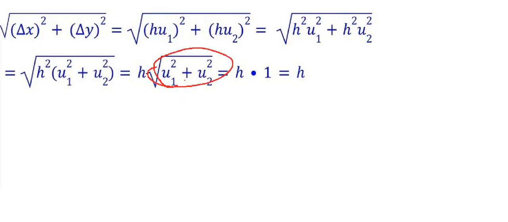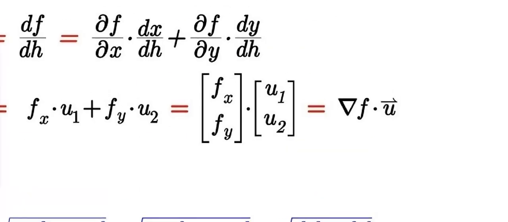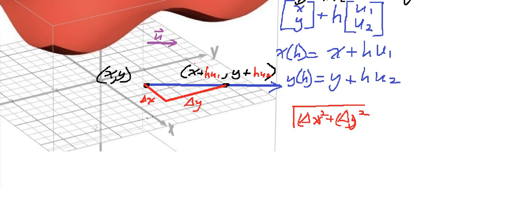But you'll notice this is nothing more than the magnitude of the direction vector. And we made sure that that was going to be 1. So it's h times 1, which is h. So this is just h. So this distance here is h. And so now we want to make h 0. We want to bring this point infinitely close to this point.